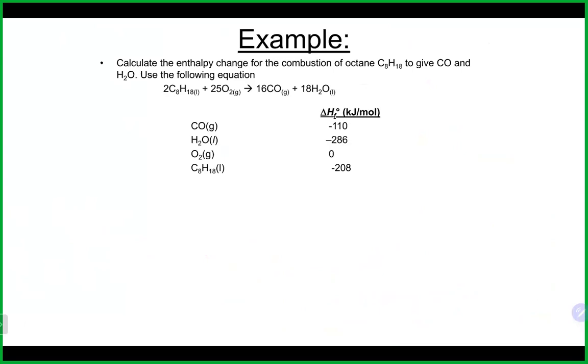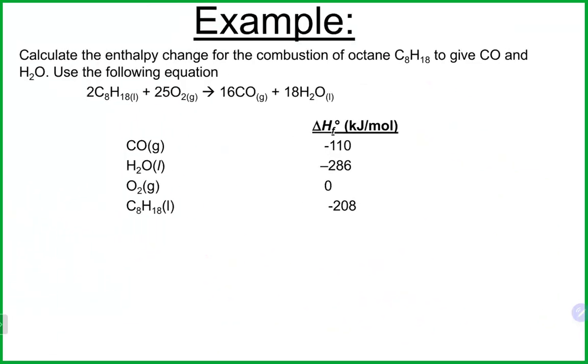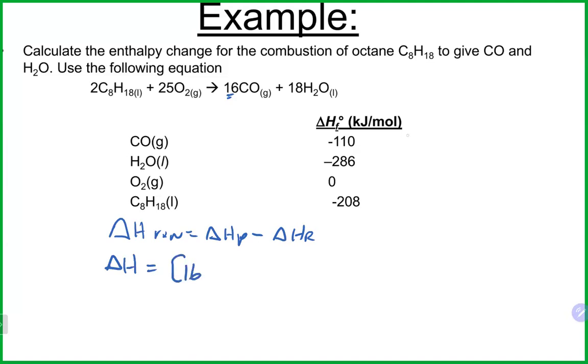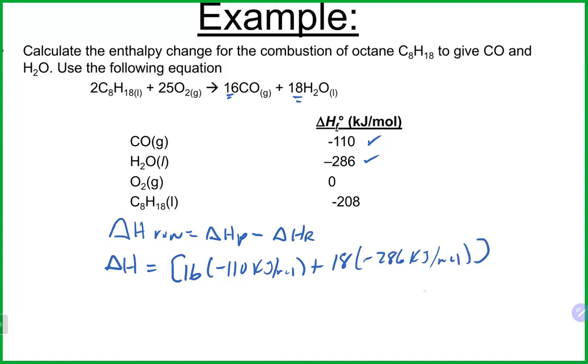All right, let's try maybe another one. Let's give this one a go. Same thing, calculate delta H of this reaction. Take our products minus our reactants in this case. So let's add that up there. So again, taking the coefficient, our delta H is going to be, we're going to take 16 times our CO value from the table, which is minus 110. Going to add it to 18 times our water value from the table, 286. And once again, that's going to pretty much take care of all of our product side.